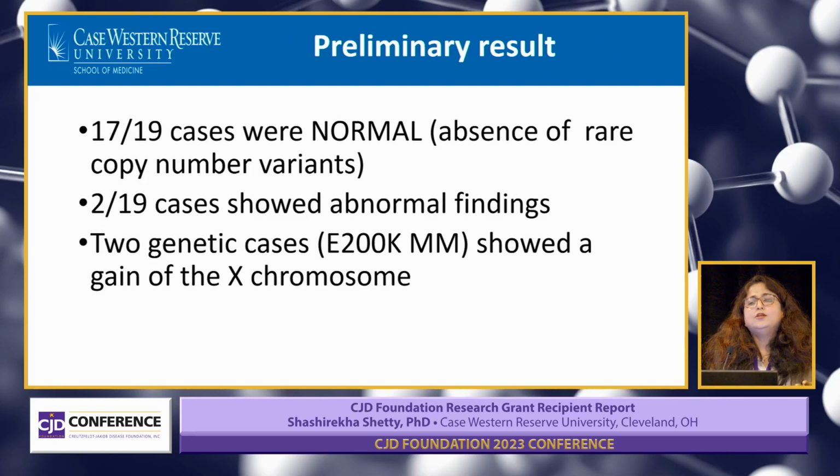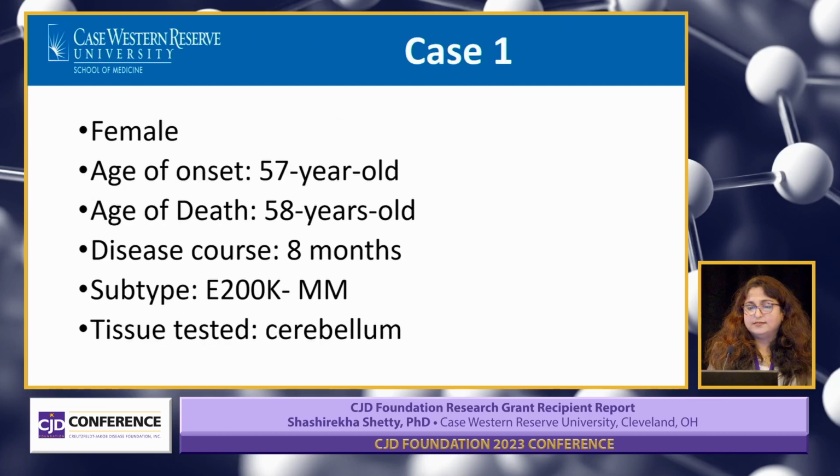I knew these were females because the data tells you if it's a male or a female. So 2 cases, and I don't know if it's coincidental or not, but they both turn out to be E200K MM cases. I'm not jumping to any conclusion, but I thought it was interesting. So first case, like I said, they were both females. Age of onset on the first case was 57. She had a disease course of 8 months.